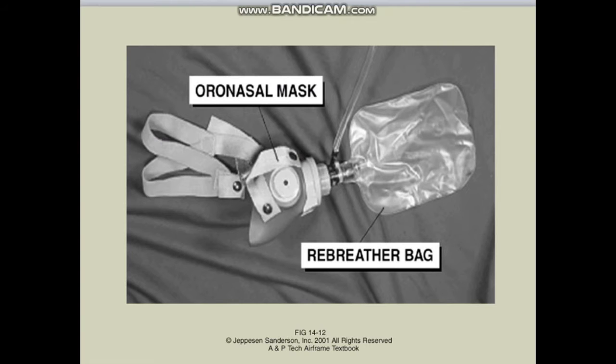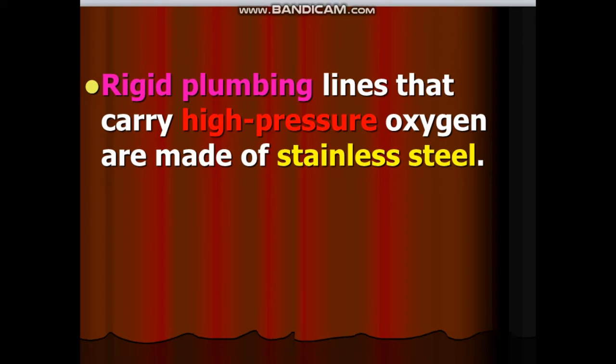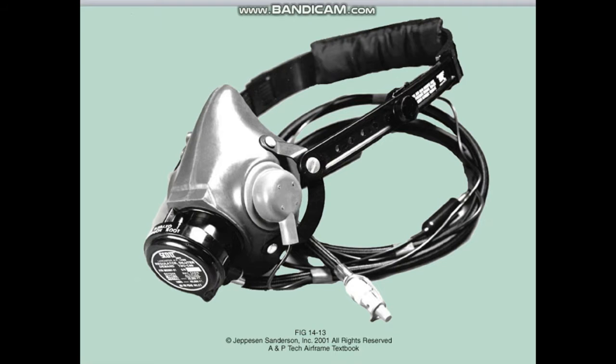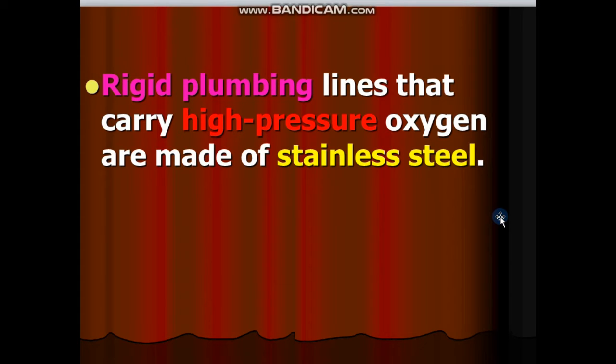And this is the continuous flow mask. And here we have a demand type mask. Rigid plumbing lines that carry high pressure oxygen are made of stainless steel, and that is found on the demand masks.